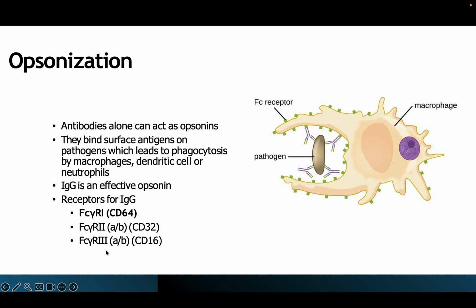I don't need you guys to remember this. I'm going to flag these in red, but it helps your macrophages identify these antibodies that are bound to your pathogen, to tell them, okay, this needs to be killed.